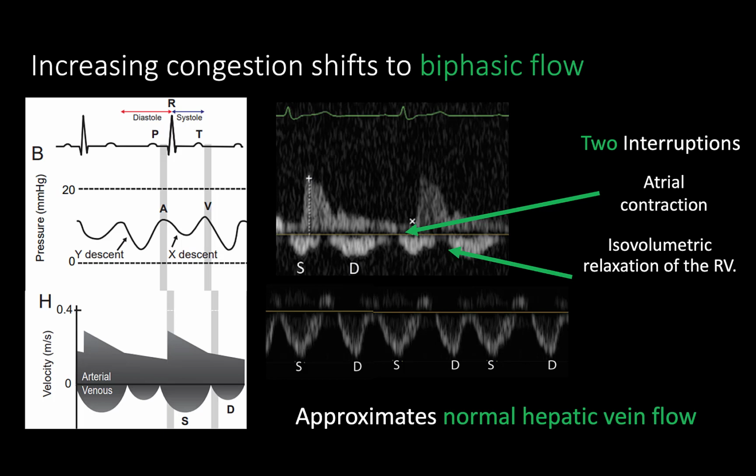The profile becomes biphasic as right atrial pressure increases, reflecting increased transmission of cardiac pulsatility in a stiff venous system. As can be seen, the S and D waves are better separated, and these correspond to the hepatic vein S and D waves. There are two interruptions of flow during the biphasic stage. The first one is during atrial contraction, where there is reversed flow in the venous system. This would correspond to the AR waves in the hepatic veins. The second is during the isovolumetric relaxation phase immediately after the ventricular systole, which corresponds to end diastole with maximal RA filling. Overall, this pattern approximates the normal hepatic vein flow.